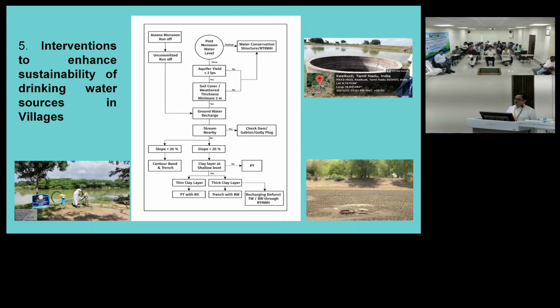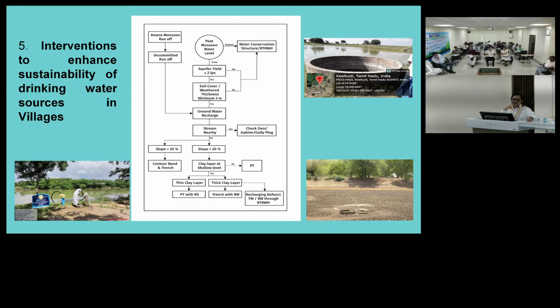After making this assessment of whether a village or source is safe, at risk or at high risk, comes the question of what intervention you can make. I have kept only 2-3 structures. How do we decide on these structures? First, we do one exercise: assessment of monsoon runoff, and from that we have to find out uncommitted runoff.